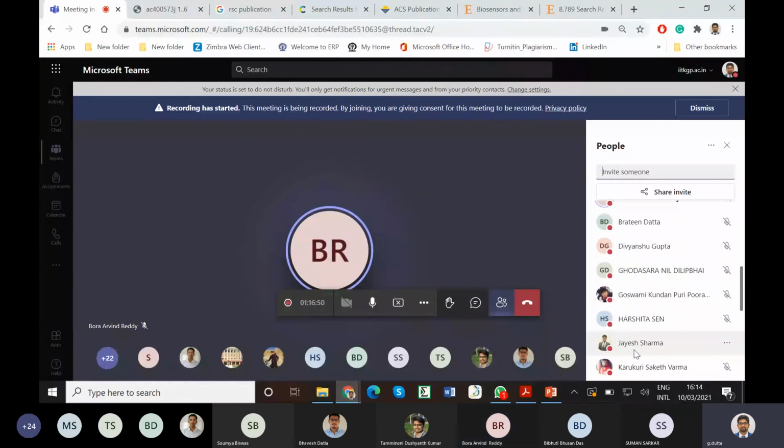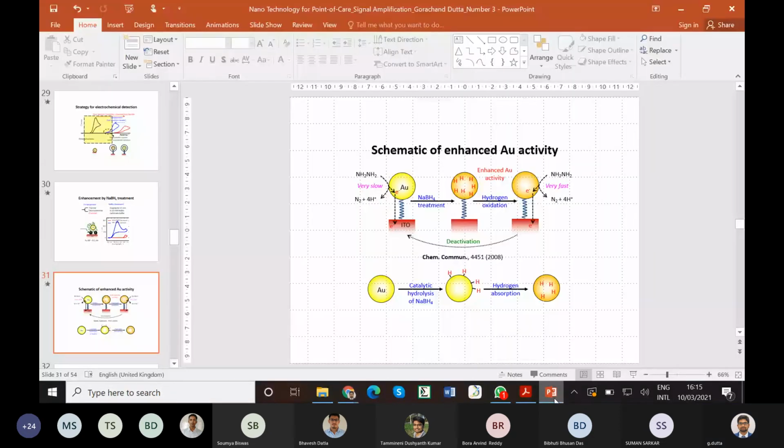Okay. Harshita? Yes, sir. So everything is clear on how sodium borohydride can activate the surface, right? You can understand. Yes, sir. Okay, good.